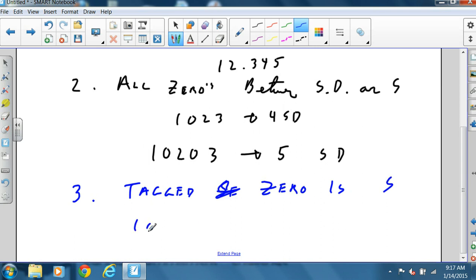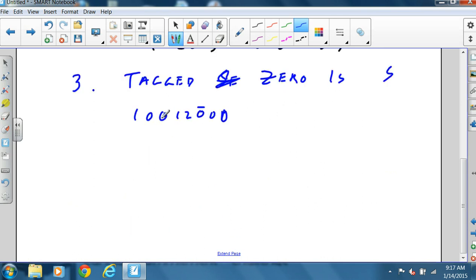So I got 1, 0, 0, 1, 2, 0, 0, 0. Okay? And I put a bar above that 0. Then I've got 1, 2, 3, 4, 5, 6 significant digits. I've got 1, 2, 3, 0, 0, 0, 0, and I put a bar there. I've got 1, 2, 3, 4, 5 significant digits. Because the guy with the bar is significant, the 0 in between 2 significant digits is significant. So that goes back to rule 2.